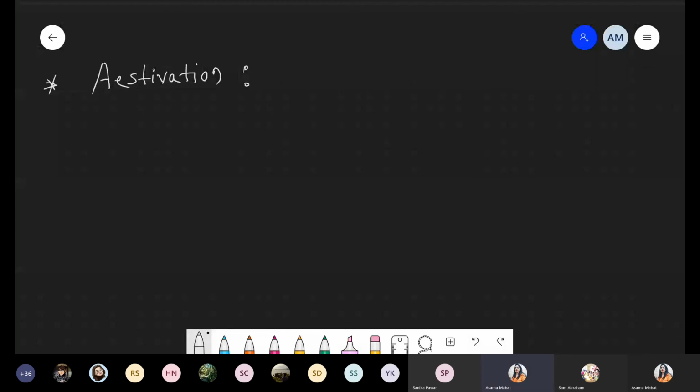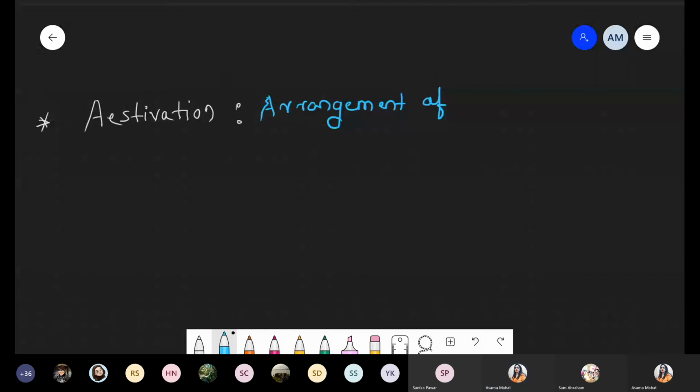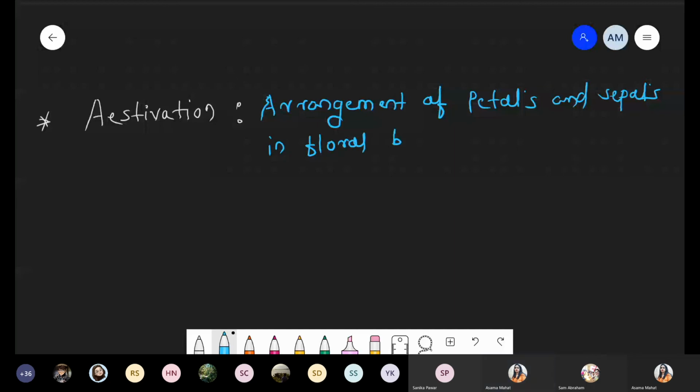Simple definition: arrangement of sepals and petals in floral bud. Okay? Floral bud means small flower before the opening. We are talking about that, the floral bud. So such type of this arrangement, these are called as the estivation.